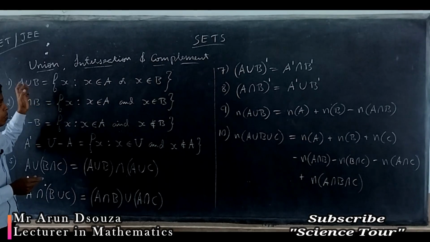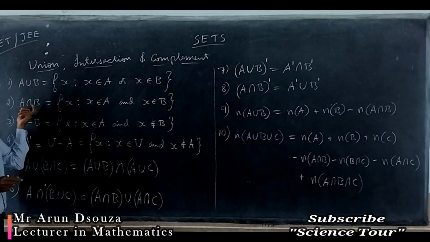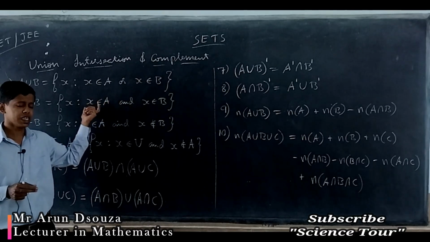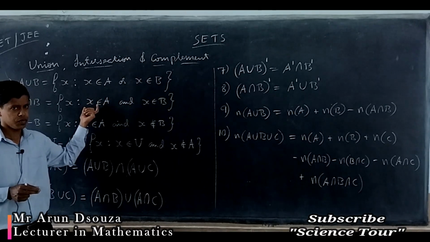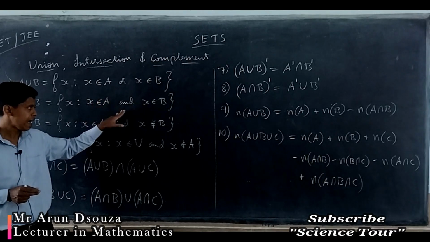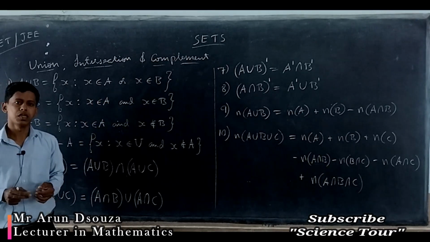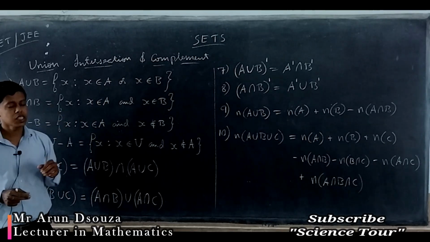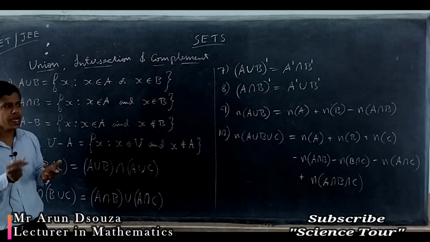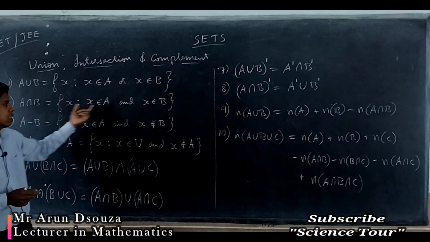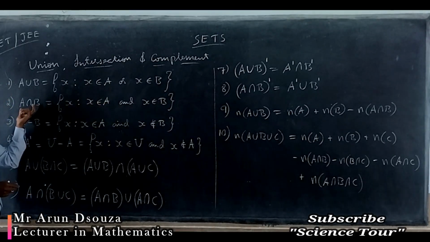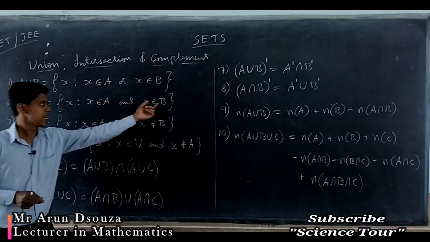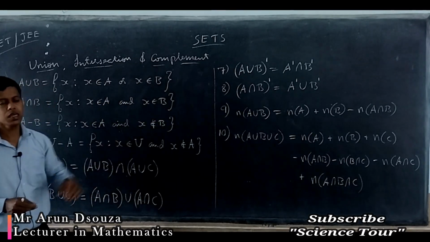Now what about intersection? Intersection means it should be in both. X must be in the set A and that must be in B as well. So if you have 1 2 3 and 2 3 4, which are the elements common? 2 and 3. So 2 and 3 must be there in the intersection. So intersection will include the elements that are in both A and B.